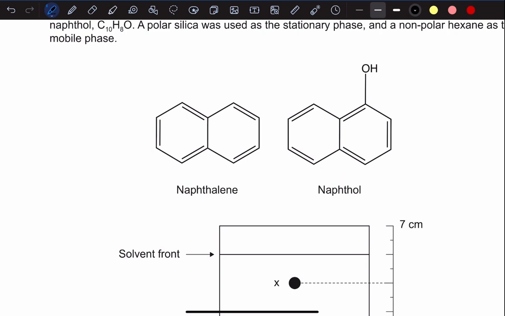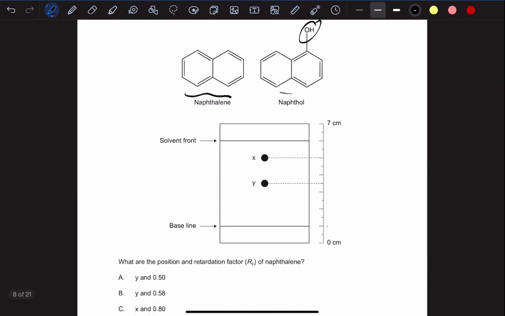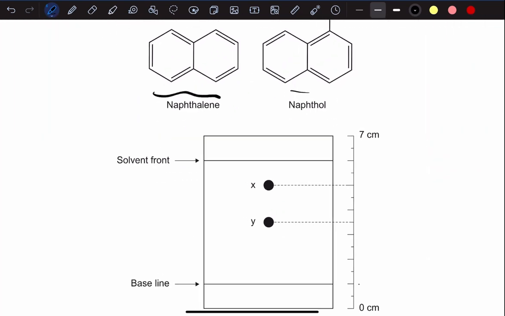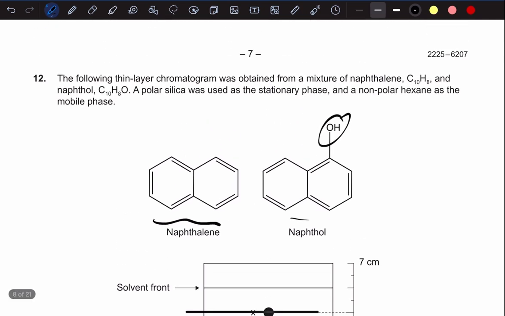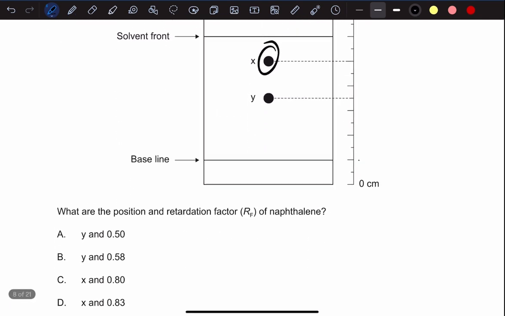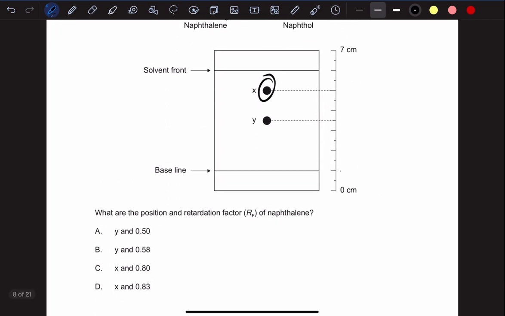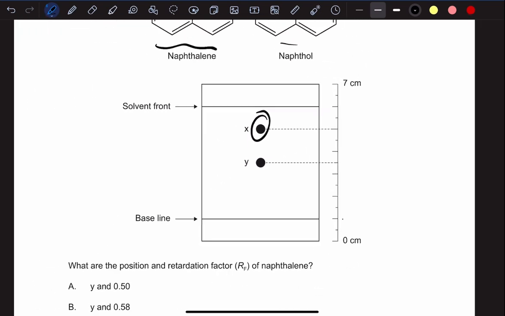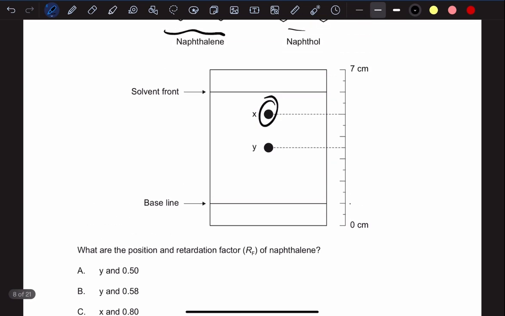We can see naphthalene just has this structure, and naphthol has a similar structure, but with this hydroxyl group. And of course, this hydroxyl group is going to make it polar. So naphthalene is non-polar, and naphthol is polar. So what does this mean? Well, we know the higher one, the one that moved further towards the solvent front, is going to be the one that's naphthalene, because a non-polar compound is going to travel further in these stationary and mobile phase conditions. So we know X is going to be our naphthalene.